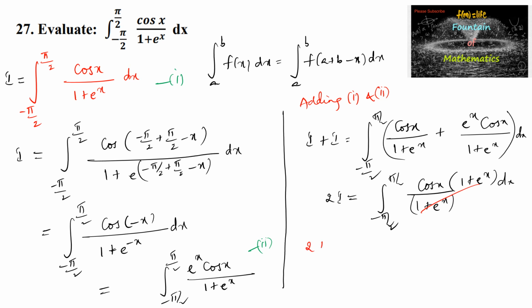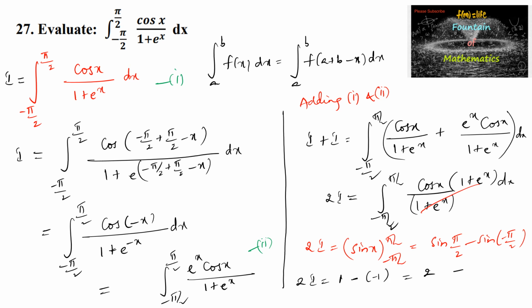And we have 2I is equal to integration of cos x is sin x over the limits minus pi by 2 to plus pi by 2, that is sin pi by 2 minus sin of minus pi by 2. Sin pi by 2 value is 1, minus sin of minus pi by 2 is minus 1. So we can write 2, so 2I is equal to 2. So I is equal to 1. So integration minus pi by 2 to plus pi by 2 cos x upon 1 plus e power x dx value is 1.